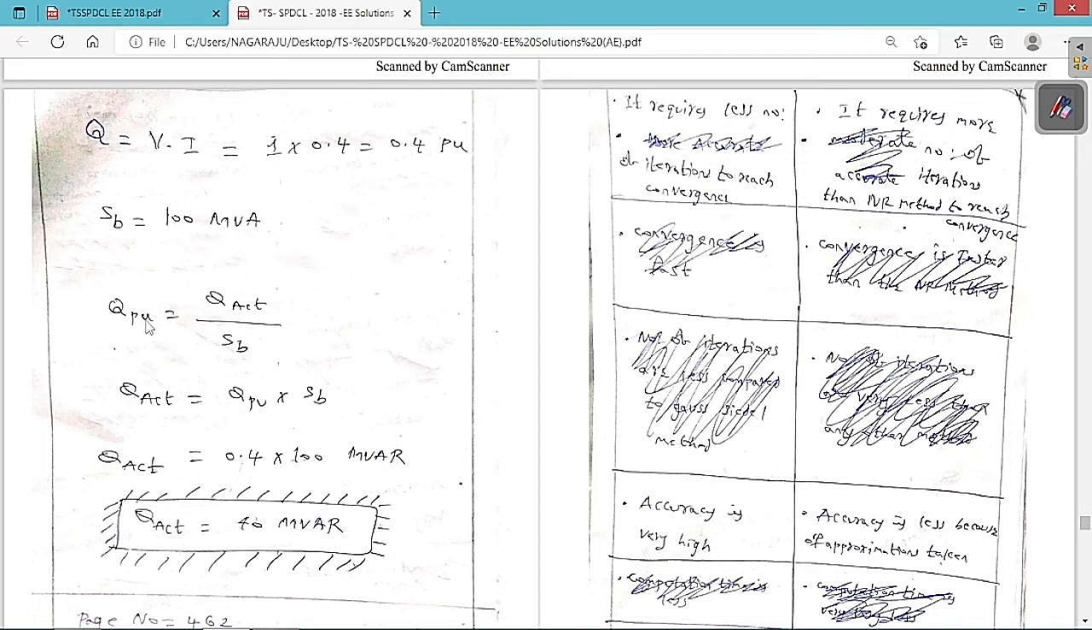Then what is the per unit? Per unit is always equal to actual value by base value. So Q per unit is equal to Q actual by S base. Then what is Q actual? Q actual is equal to Q per unit into S base. Q per unit is nothing but 0.4 into S base is 100 MVA. So 0.4 into 100 is nothing but 40 MVAR. This is MVA, so it will become now MVAR. Therefore, the actual rating of the capacitor is equal to 40 MVAR. So this is the correct solution of this question.